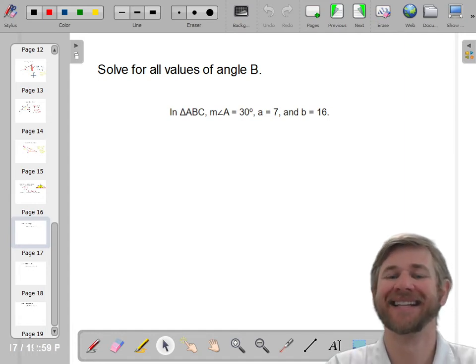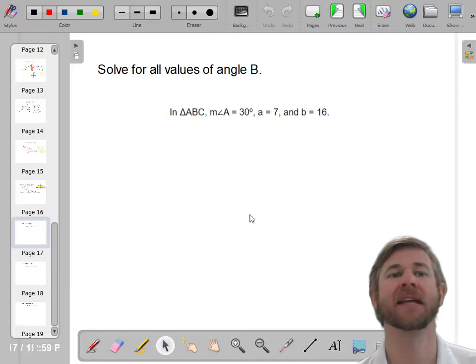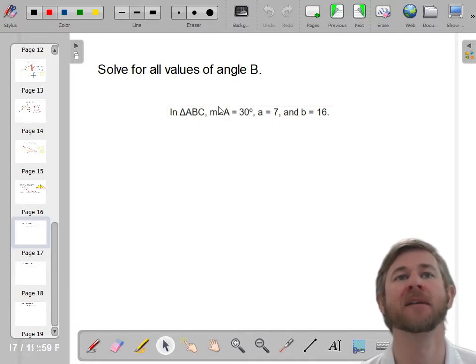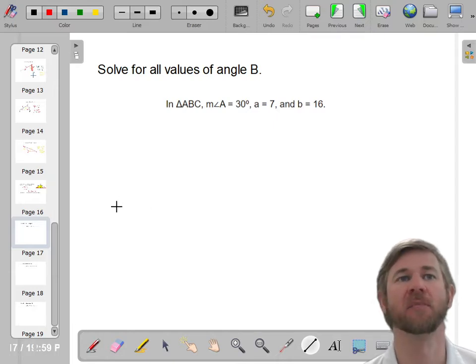Hello everyone, let's talk about ambiguous cases. So we're going to do law of sines and I'm going to show you all the things that can happen when you're doing a law of sines and you're given angle side side. Let me draw the picture.